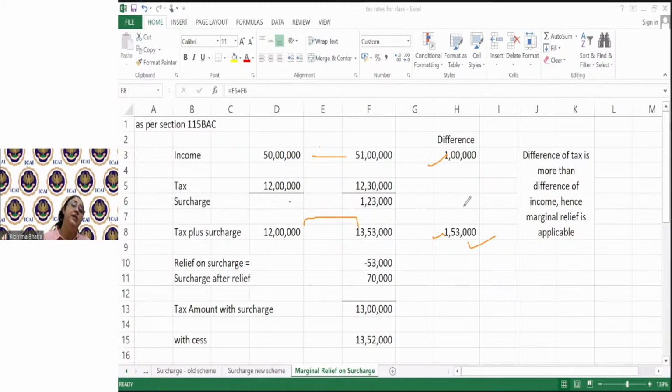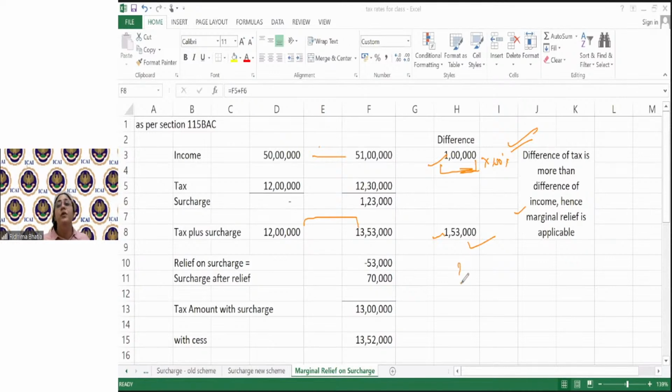Where the increase in tax is more than the increase in income, that is the case of marginal relief, where the difference of tax is more than the difference of income, marginal relief is applicable. क्योंकि वो कहते हैं कि अगर आप इंक्रीज इन इनकम को 100% भी टैक्स कर दो, मतलब पूरा का पूरा भी टैक्स कर दो इस डिफरेंस को जो हुआ है, तब भी टैक्स उससे ज्यादा है, राइट? तब भी टैक्स उससे ज्यादा इंक्रीज हुआ है. So that's why it's a case of marginal relief.